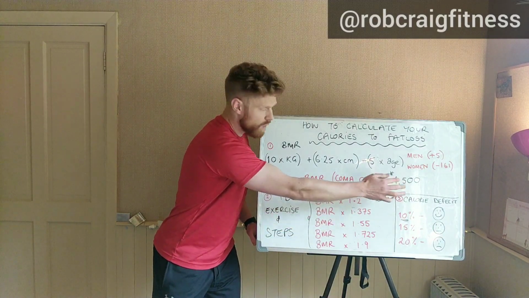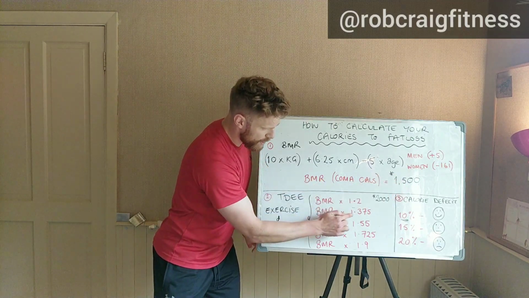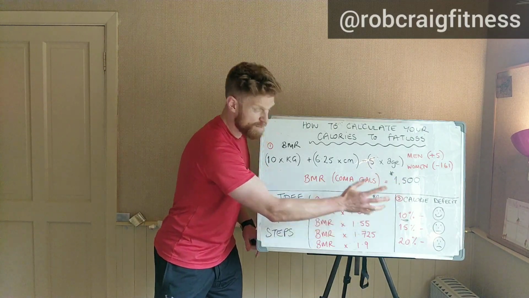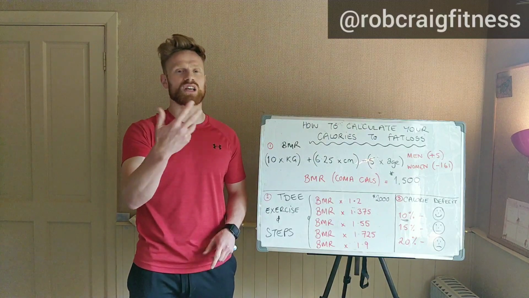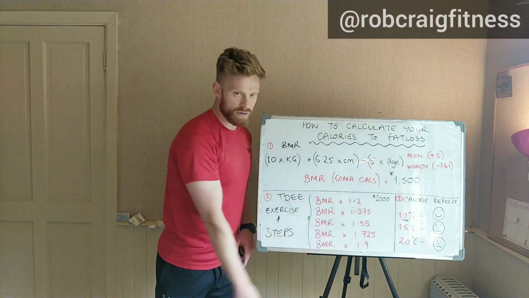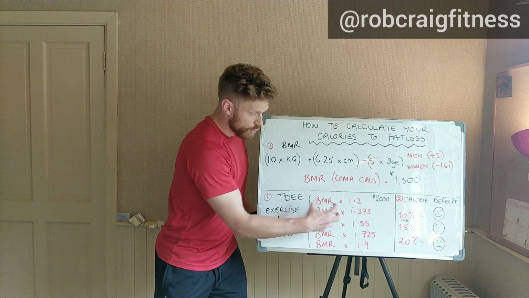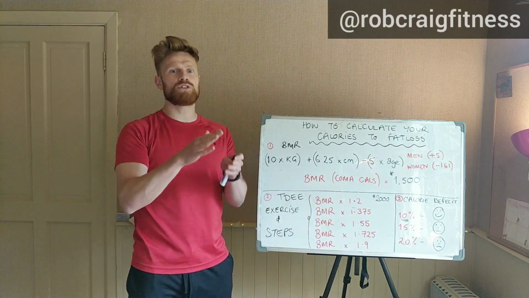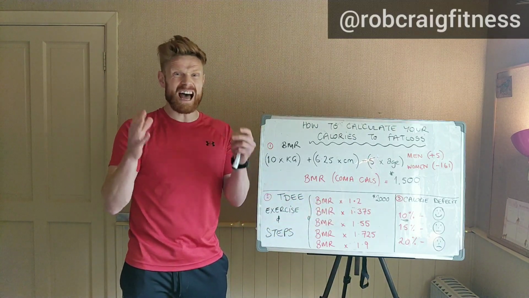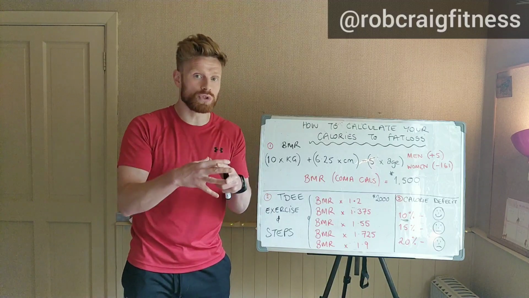For the sake of the video, I've taken 1500 calories, times it by 1.375 and got about 2000 calories. It's actually 2069, but I rounded down to 2000 calories. Now, if you've done that, or whether you're doing it with the sheet below, you have your total daily energy expenditure. That is your exercise and steps included.